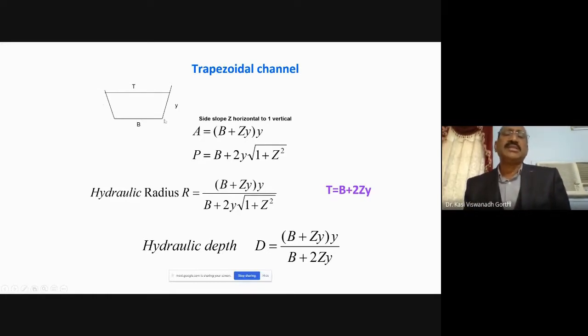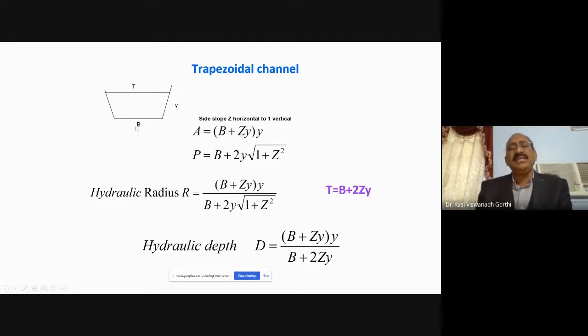So the total cross-sectional area of the trapezoidal section would be the central rectangular portion B into y, plus the triangular portion on the left-hand side, half of zy into y, and on this side, half of zy into y. The sum of all this will be By plus half zy square plus half zy square. It will become zy square. Take y common. So (B plus zy) into y is the wetted area.